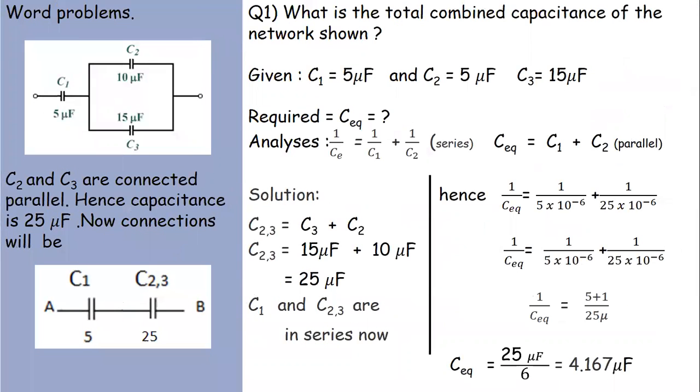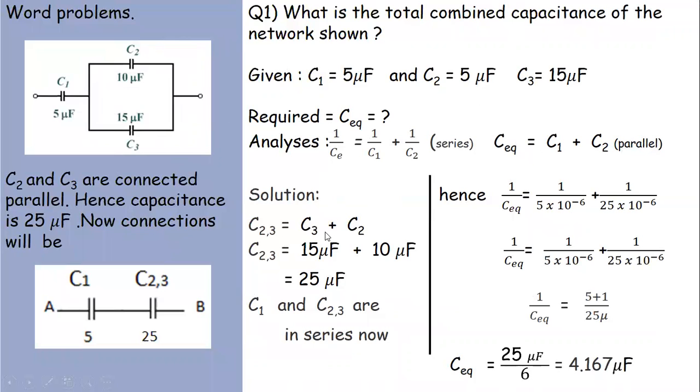Now we are going to solve for the equivalent capacitance when they are connected in series and parallel as well. Now what is the combined capacitance of this circuit? You can see C2 and C3 are parallel, but C1 is in series. So first we are going to take this parallel combination and find the equivalent capacitance. When they are parallel, the equivalent capacitance is equal to the sum of the capacitances connected in parallel.